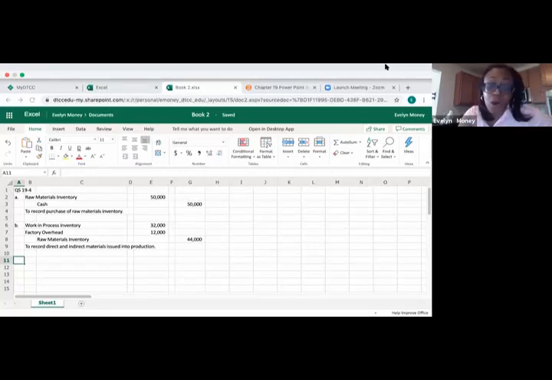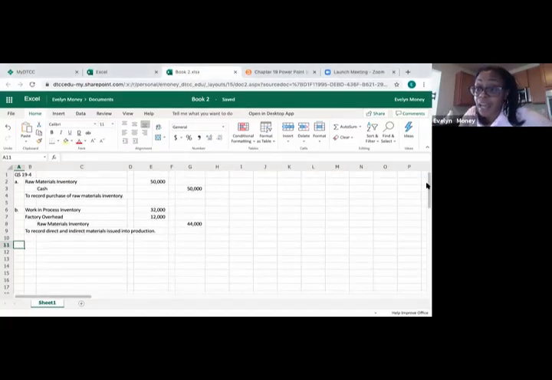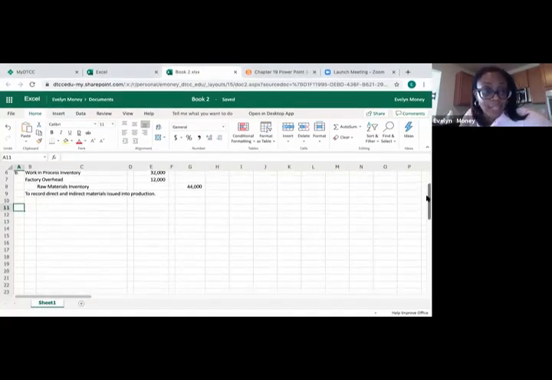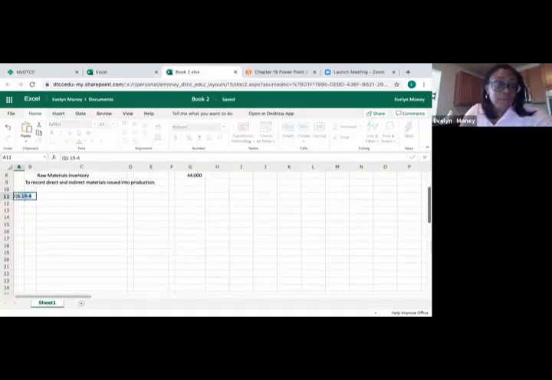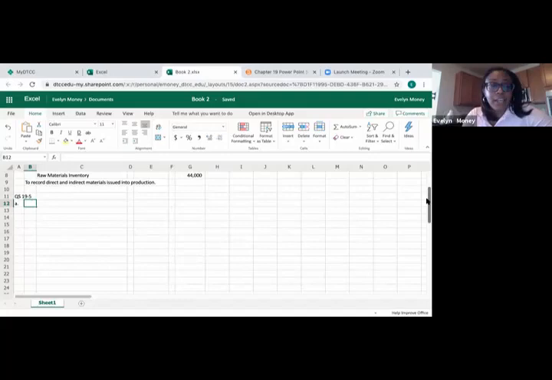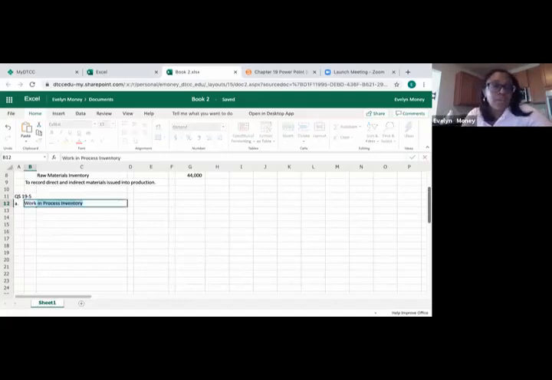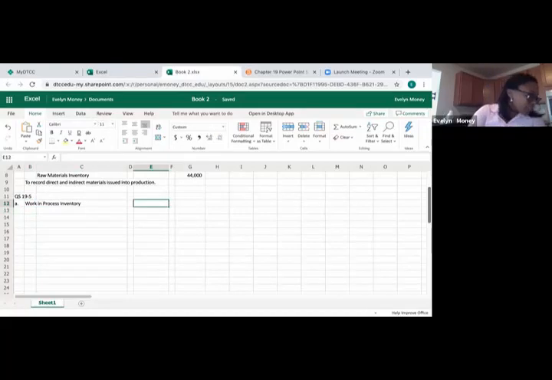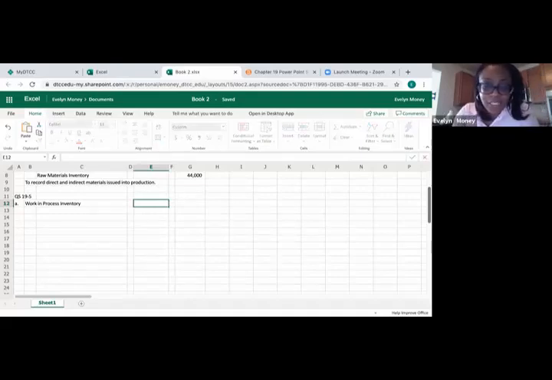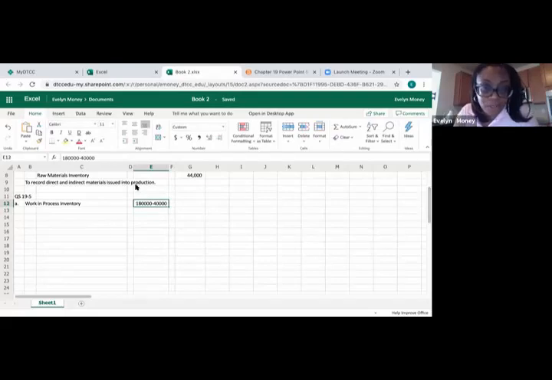So for this one, we're only going to have one entry because I am going to combine the entry for direct labor and indirect labor. Direct labor goes directly into work in process inventory. So I'm debiting work in process inventory for the portion of my factory payroll here that is direct. And they don't give me that number explicitly, so I'm going to take the 180,000 and subtract out the indirect portion to find the direct portion.